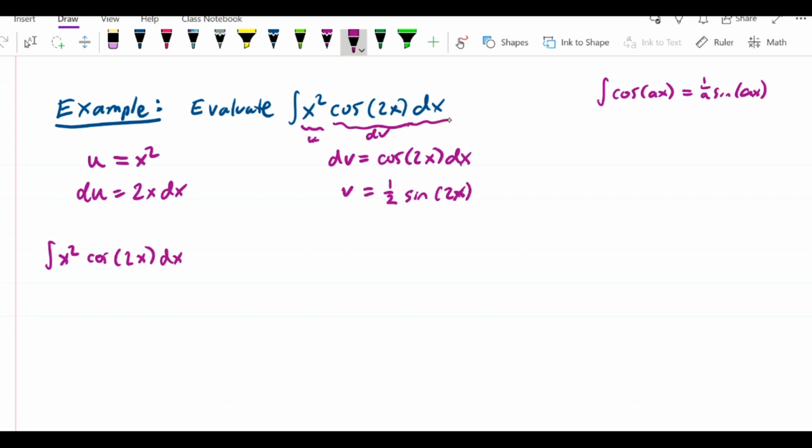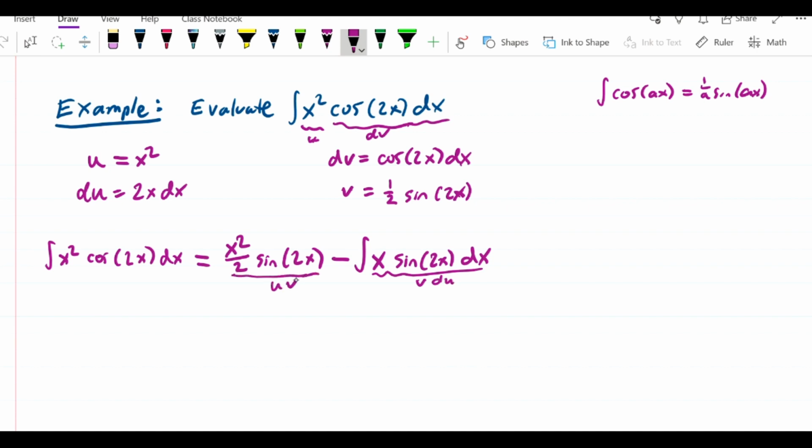Sorry, that actually includes the dv, includes the dx there, and that's important because you have to clear out the dx when you do this. So let's take uv. It's going to be x squared over 2 sine of 2x. That's the product of u and v, slightly simplified. And we're going to subtract from that 1/2 times 2 is just 1, so 1/2 of 2x just gives me x sine 2x dx. So this is going to be v du, and this is going to be uv.